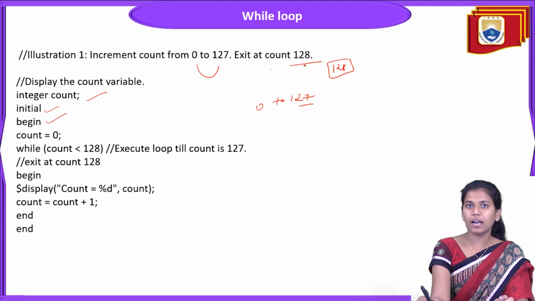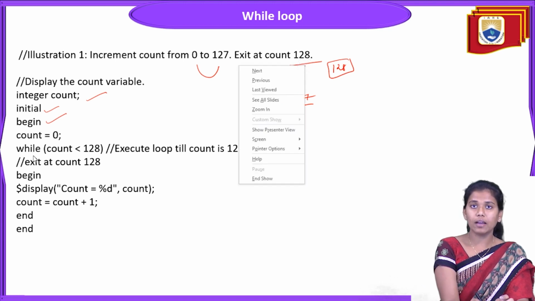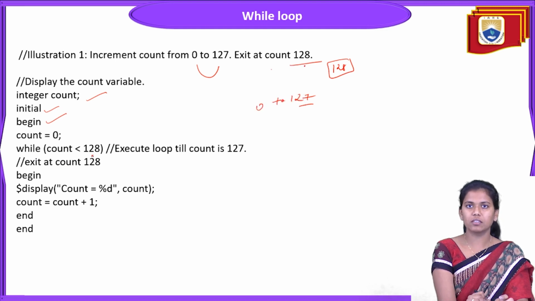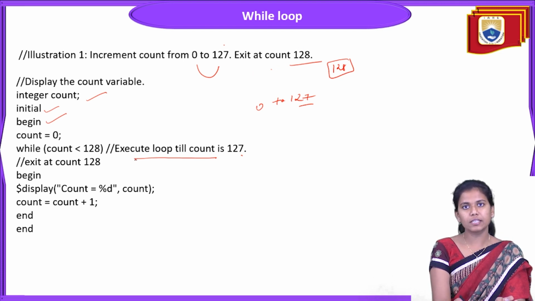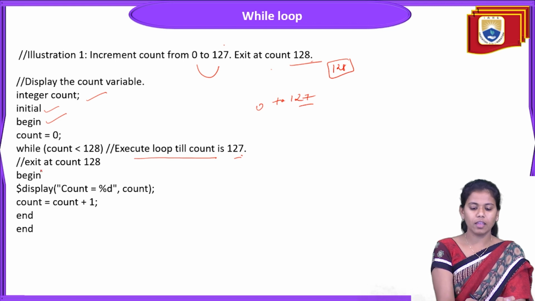At 128 I need to exit. So I must count from while count less than 128. Obviously 127 is less than 128, isn't it? So while count less than 128, it executes the loop till count 127. Obviously I have to count from 0 to 127. So here it executes the while statement, the condition will execute the loop till 127. Why? Because it will exit at 128. That's what we are saying.